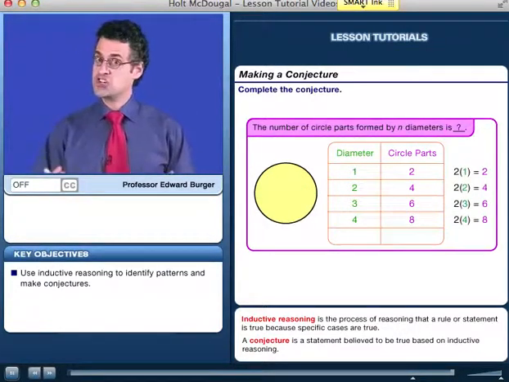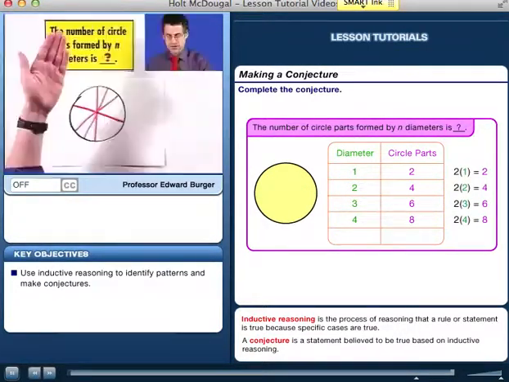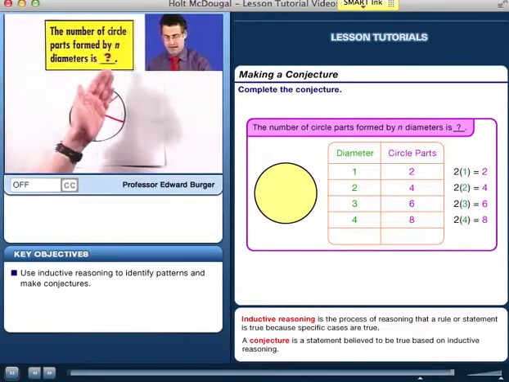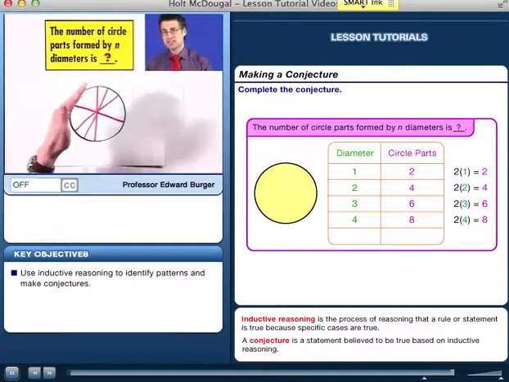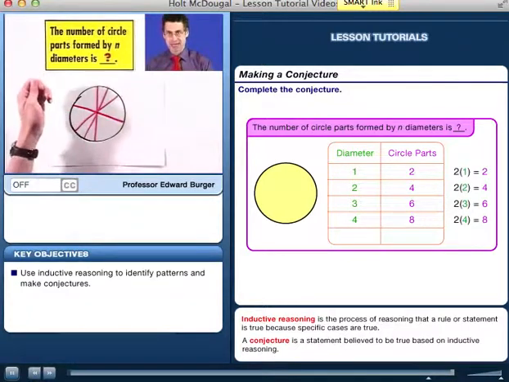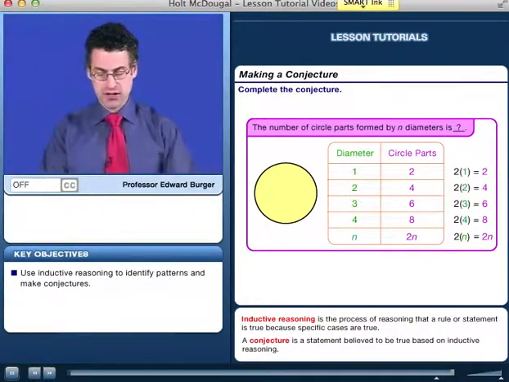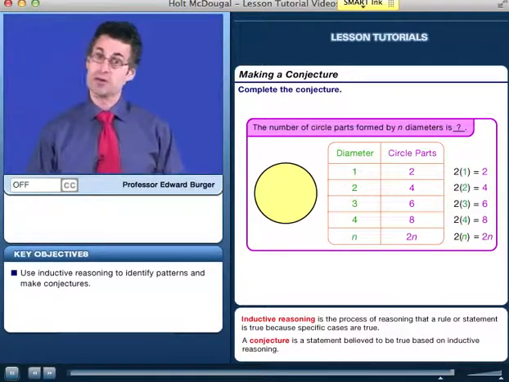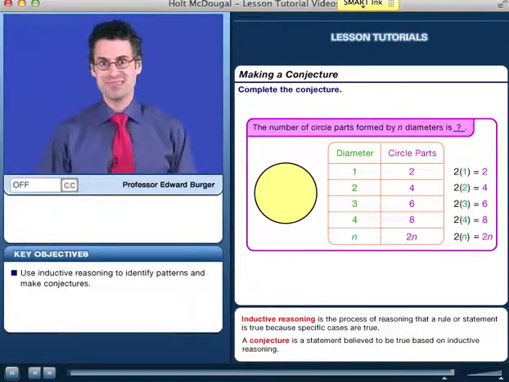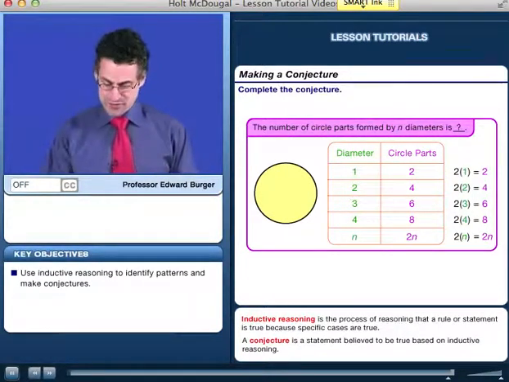So my conjecture here would be that the number of circle parts formed by n diameters is equal to 2n. That's my conjecture. Now we still have to prove it if we want to actually call it a true mathematical statement, also known as a theorem. Neat. Making conjectures. Definitely look at examples.